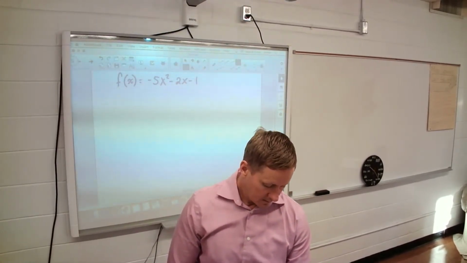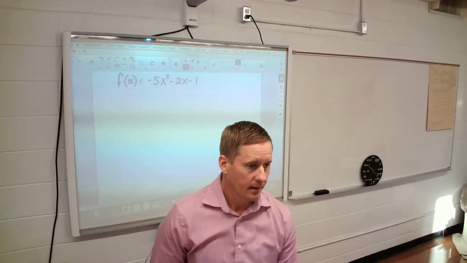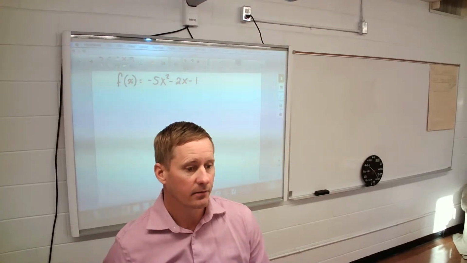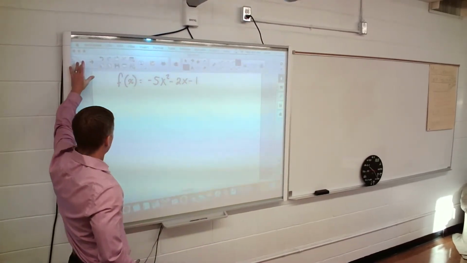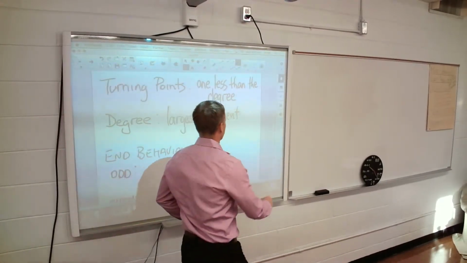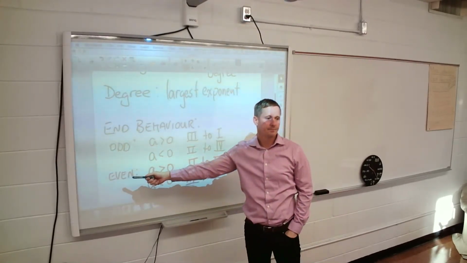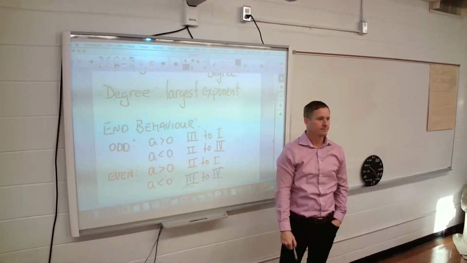How did you know that it was a 2 to 3? 3 to 4. Yeah, because it's an even degree, and your a value is less than 0. So 3 squared. Even degree, a is less than 0, 3 to 4.